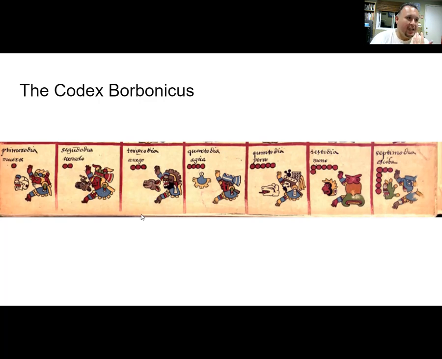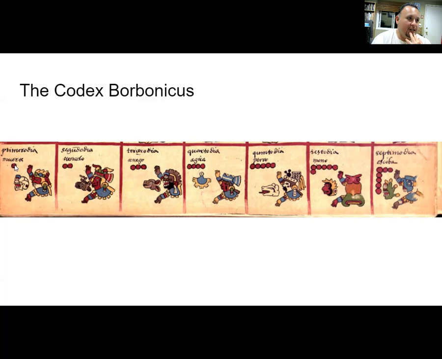So anyways, the point is just to say what I just showed you in the Codex Borgia without the numerals. Well, here it's showing us the numerals. Okay, and this has a whole tonalpohualli also in the Borbonicus. You can get it free on my website.